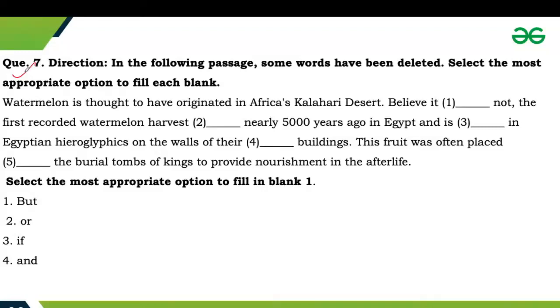So watermelon is thought to have originated in Africa's Kalahari district. Believe it dash or not. The first recorded watermelon harvest dash nearly 5,000 years ago in Egypt, and is dash in Egyptian hieroglyphics on the walls of their dash buildings. This fruit was often placed dash the burial tombs of kings to provide nourishment in the afterlife. So comment your answers for question number 7.